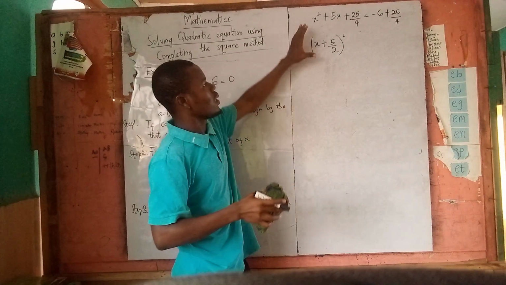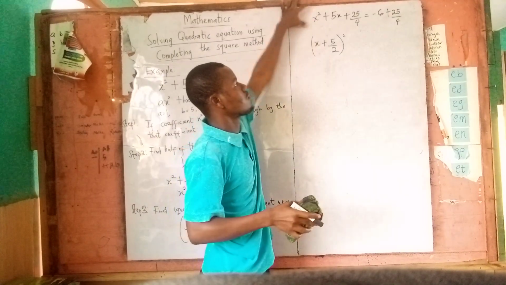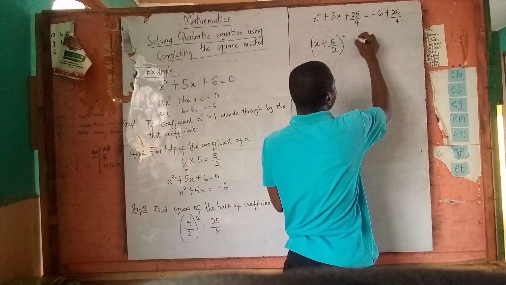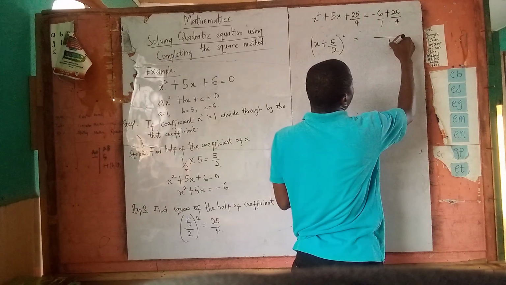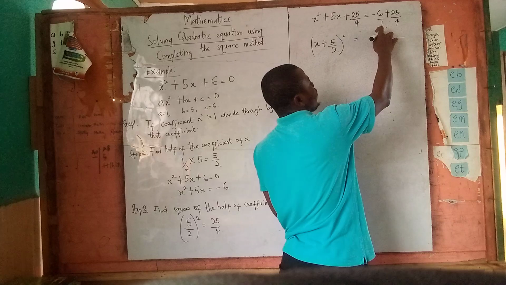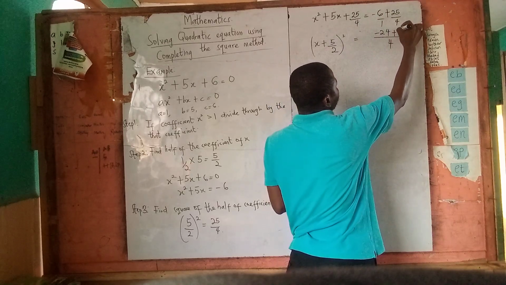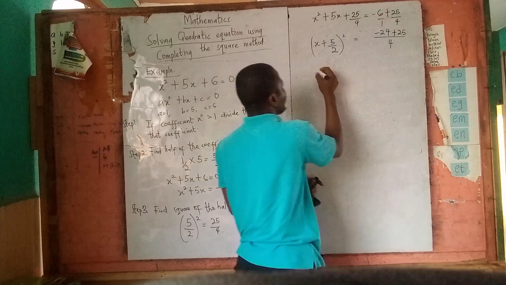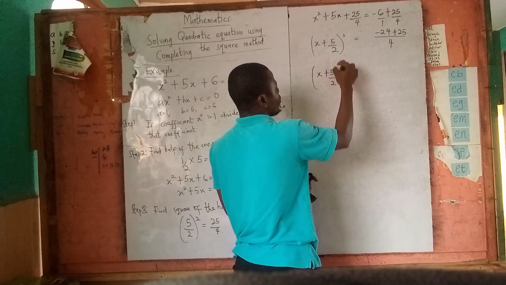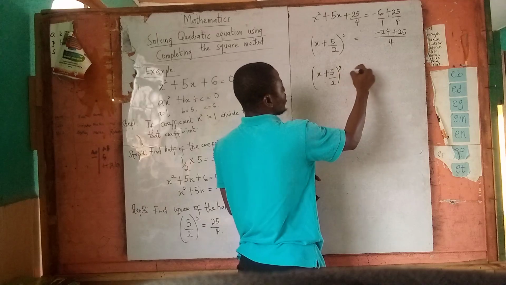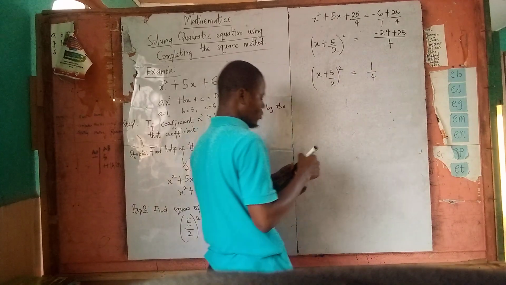If you expand this, you're going to have this one. So equals, this is over 1, our LCM is 4. 4 divided by 1 is 4. 4 times 6 is minus 24 plus 25. So you're going to have x plus 5 over 2 all squared equals 1 over 4.